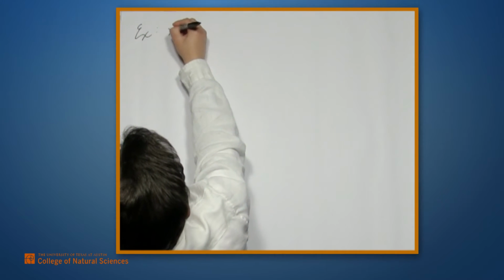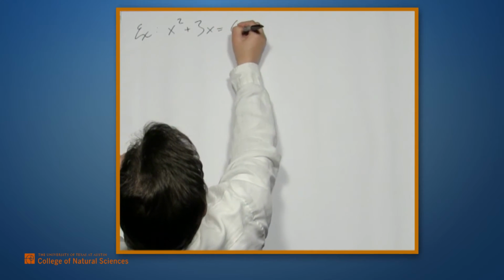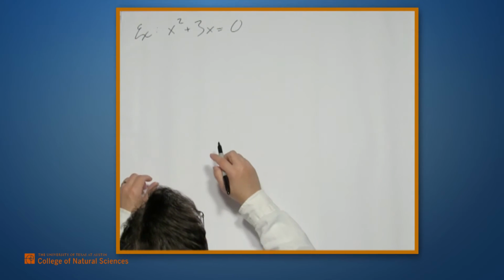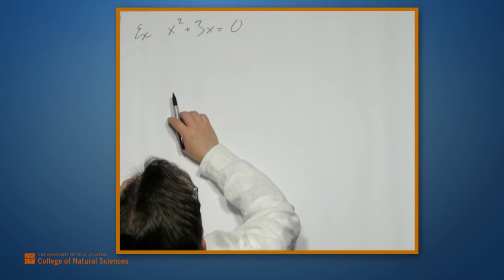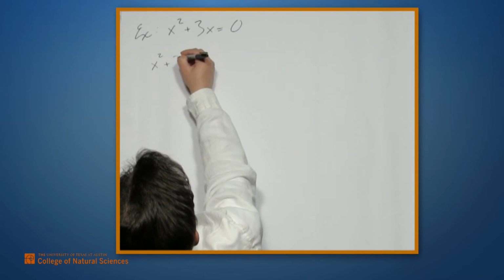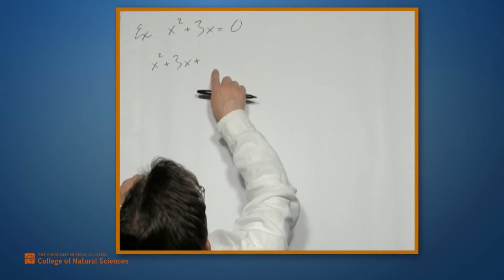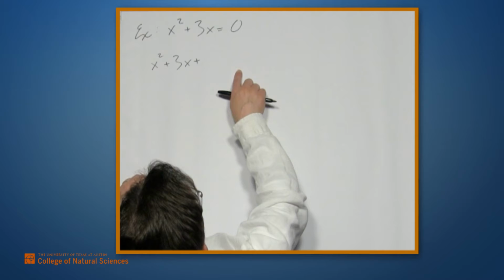Let's look at x squared plus 3x equals 0. Our approach is the same. This is just a little bit more complicated. Now, we'll take x squared plus 3x plus something. We want that a squared term. To find the a squared term, we have to figure out what a is.